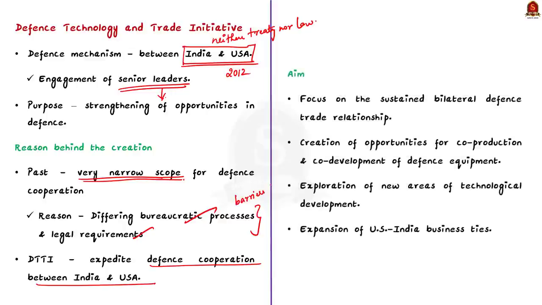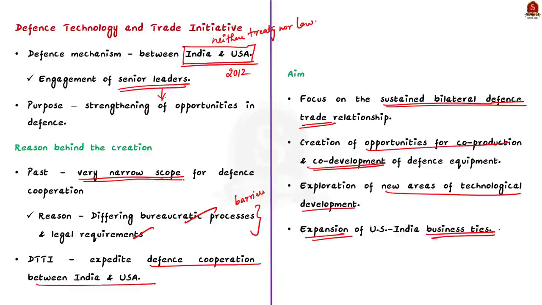The first and foremost aim is to focus on the sustained bilateral defense trade relationship between India and the US. Secondly, this DTTI initiative aims to create opportunities for co-production and co-development of defense equipment. And finally, this initiative helps in exploring new areas of technological development and also expanding India-US business ties. So, these three are the main aims of DTTI.